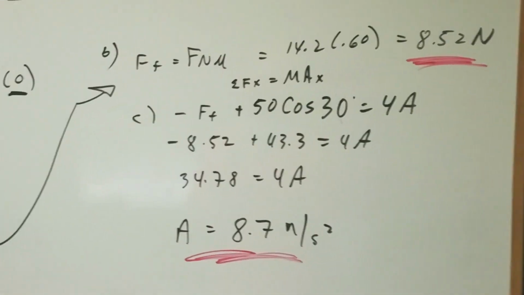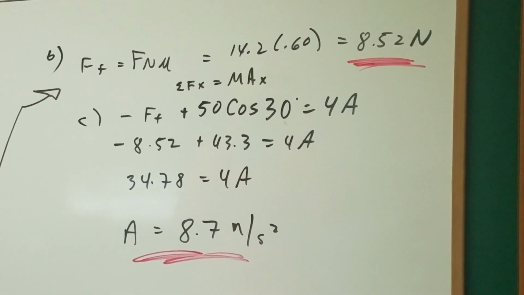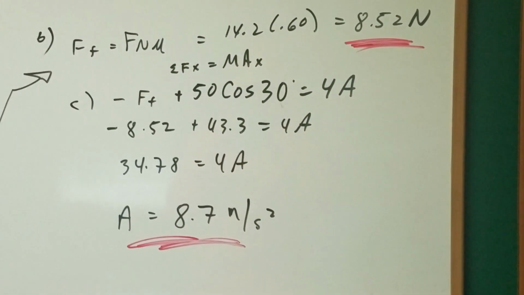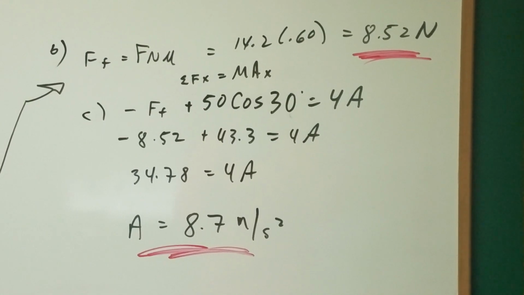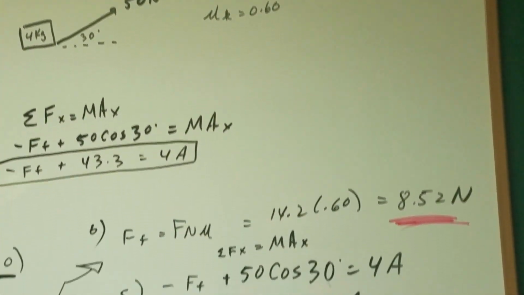Part B, this is a gift. What's the force of friction? Well, the force of friction by definition is the normal force times mu. The normal force is 14.2. Mu is 0.60 from the original. That gives me 18.52 newtons.